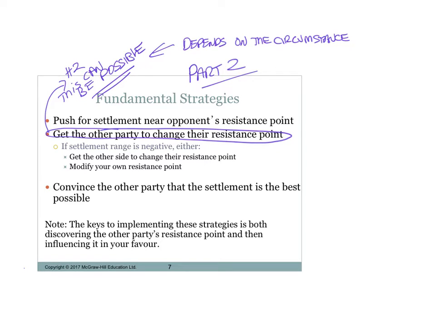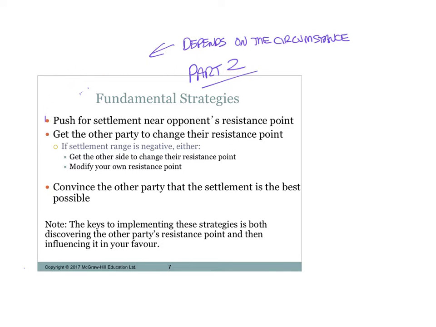One little footnote here, this is not so much a separate strategy, but if the settlement range is negative, what that means is that the resistance points don't intersect. So if we look at the idea of selling a house, in part 1, we looked at the overlap that created a bargaining zone between two people, one buyer, one seller of a house.